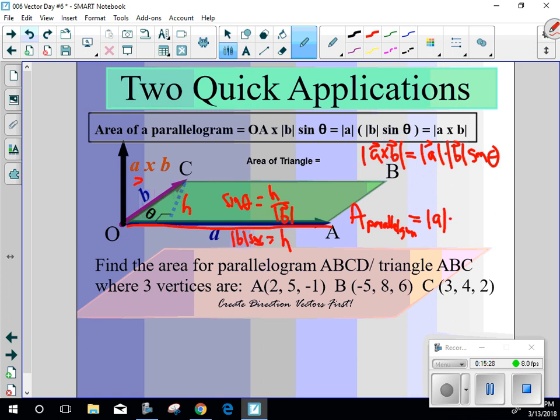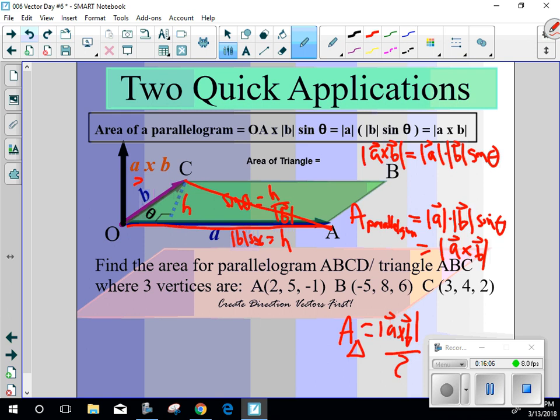Or in other words, b sine of theta. Have you seen this magnitude of a b sine theta before? Yeah, it's the magnitude of the cross product. So no kidding. All you have to do is find the cross product, find the magnitude, and you got the area of the parallelogram. I don't like parallelograms that much. I like triangles better. Well, that's just going to be the magnitude of the cross product divided by 2. Right? So that's kind of cool.